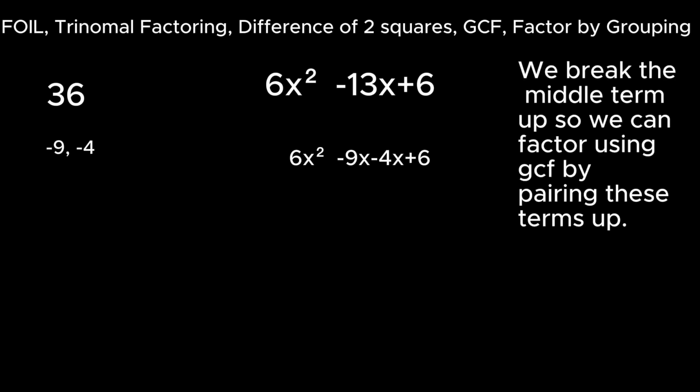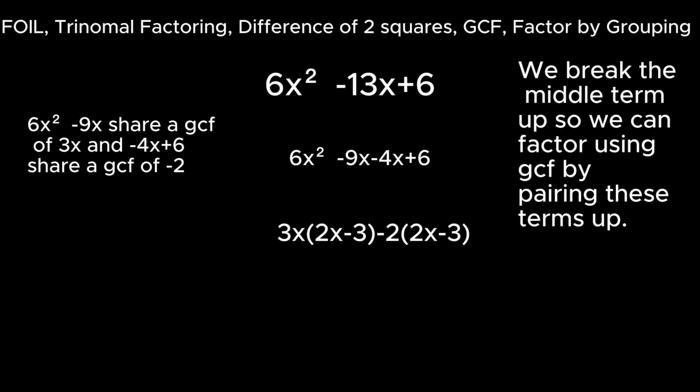And you can find a GCF of the first two terms, and then you find a GCF of the last two terms. So in the first two terms, it shares a 3x. Both 6x squared and negative 9x share a 3x. So what you would do is factor out the 3x. 3x times 2x, because 3x times 2x is 6x squared. And then 3x times what is negative 9x? Negative 3. So 3x times 2x minus 3.